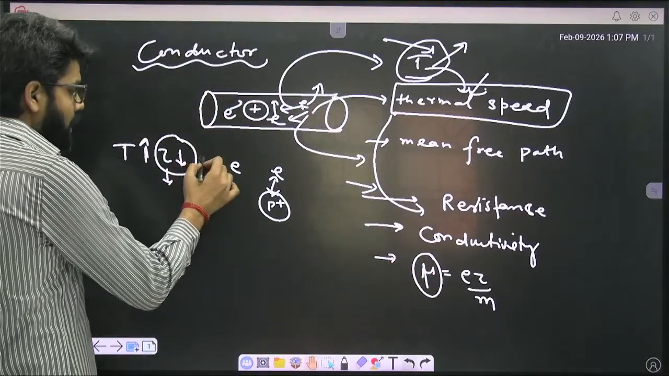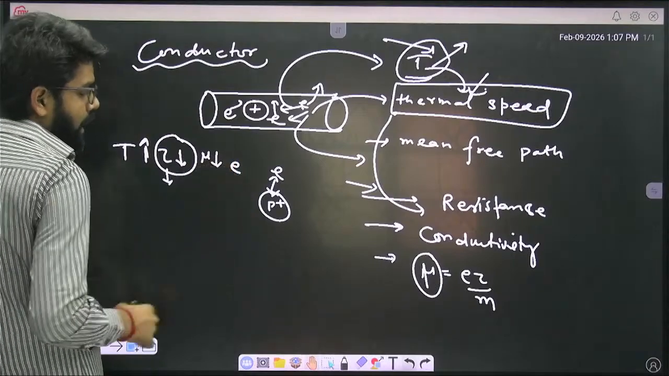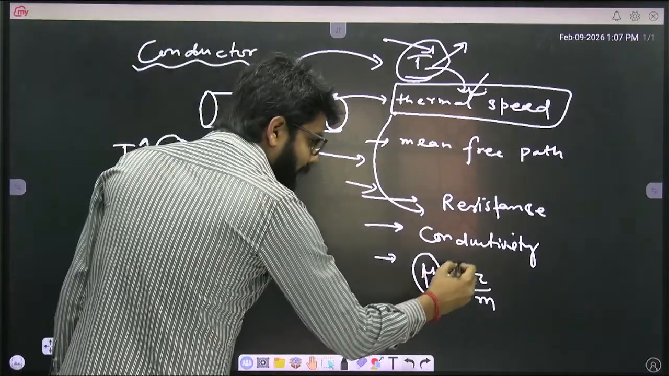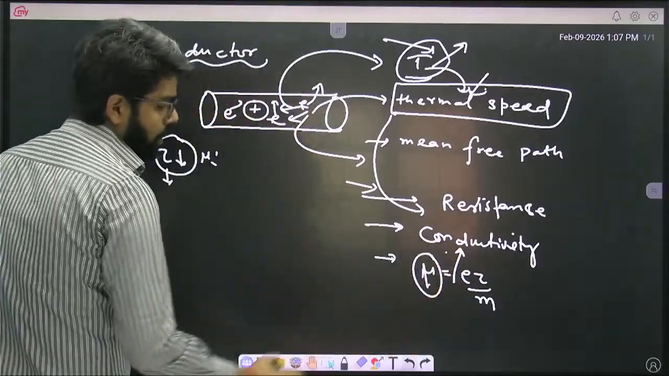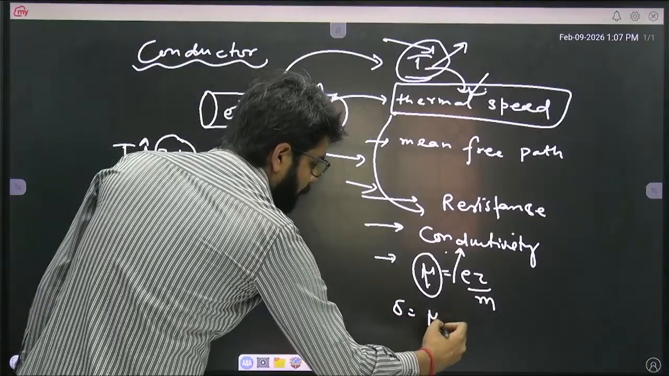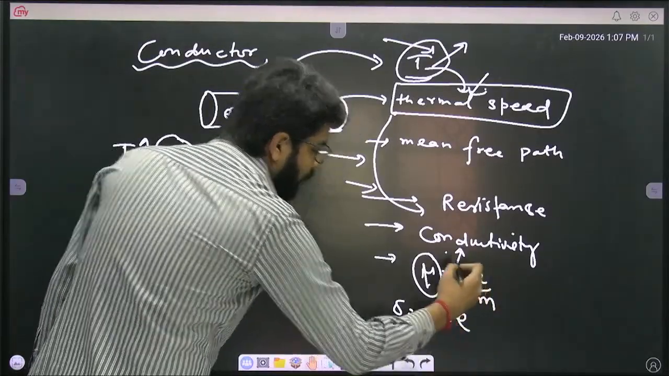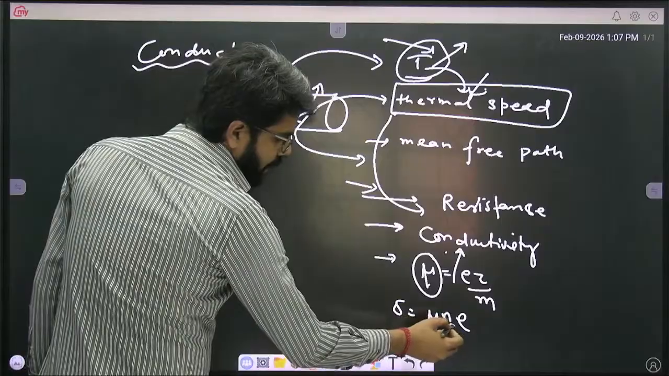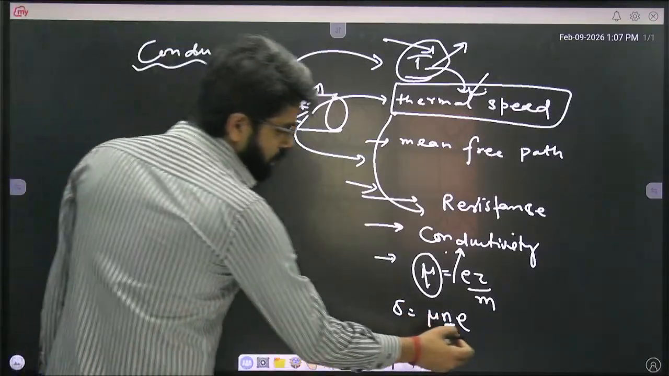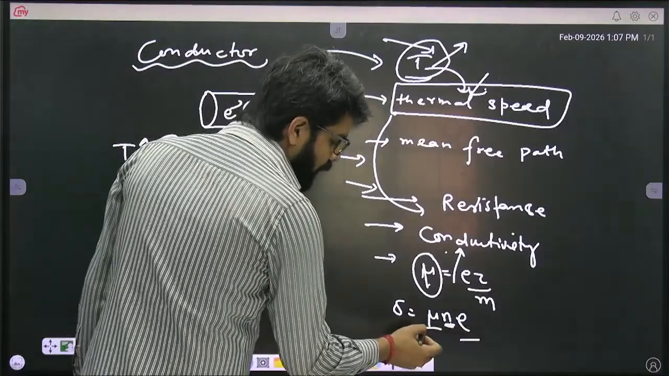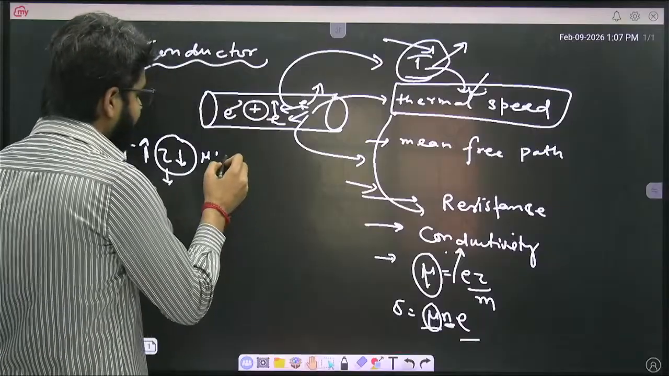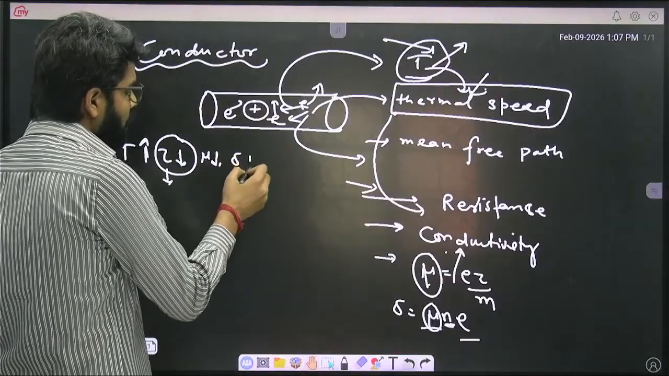So mobility also decreases. Due to this, the conductivity depends on tau. For conductivity, the symbol is sigma. So we can write the formula here: mu into n into e. What is this n? n is the number of electrons per unit volume. And what is e? e is the charge and mu is the mobility. So when mobility decreases, conductivity also decreases.